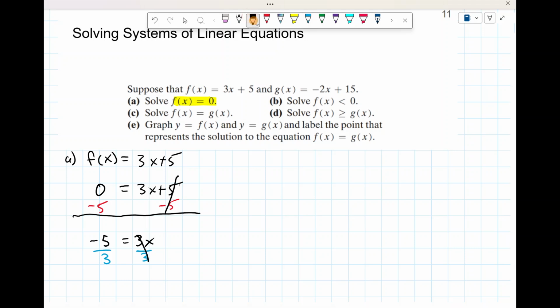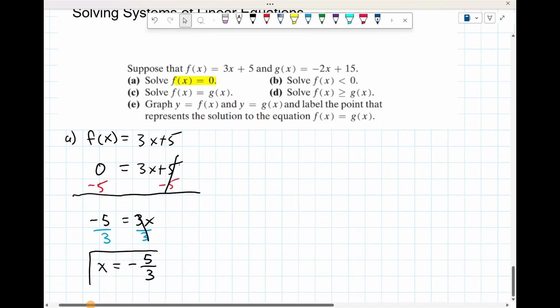-5 is not evenly divisible by 3. 3 does not divide -5 evenly. And so I have a fraction -5 over 3, which I cannot simplify. So my answer is x equals -5 over 3. So when the input for f of x is -5 over 3, the output is 0.